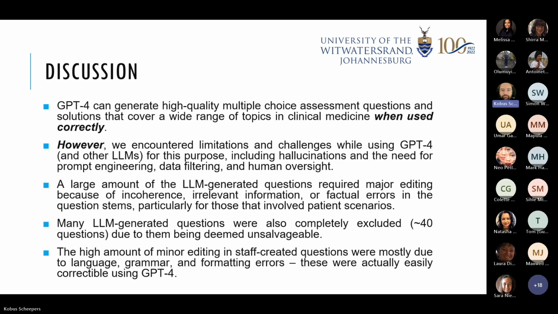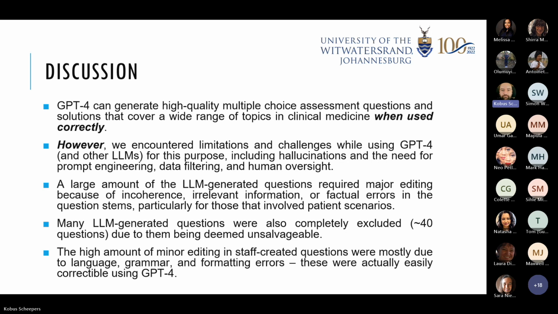I must emphasize that it can generate high quality questions when used correctly. Now, what is correctly? We'll see that in one moment. We, however, encountered quite a lot of limitations and challenges while trying to use the language model in this way, including hallucinations. If you don't know what that is in a language model, it's when it just starts to make up information. It's basically lying to you because it doesn't know what to say, because it's trained incorrectly, or you're asking the wrong question. We needed a lot of prompt engineering, which means you have to refine your instructions to the language model in order for it to follow your instructions exactly.